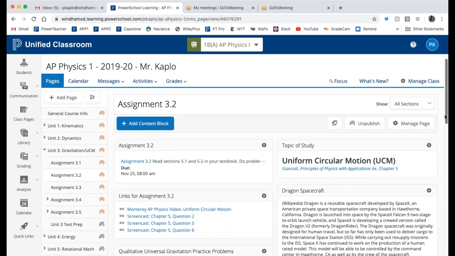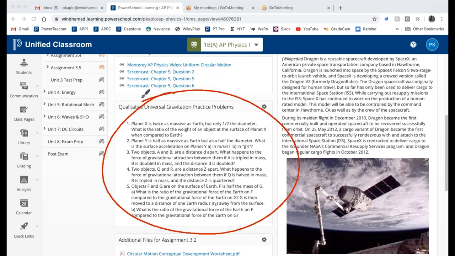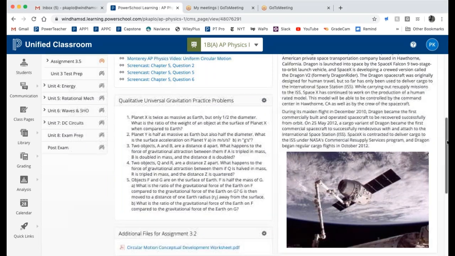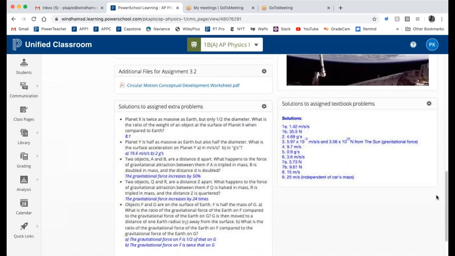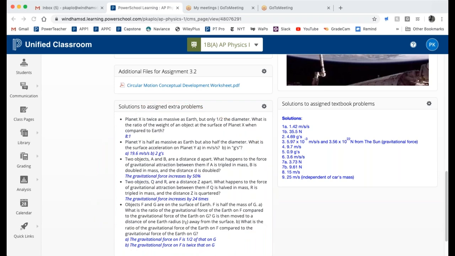When you're on 3.2, there are some additional problems right here. I've had some people come in and check in with me on these kinds of problems. I think this would be a great place to get some extra practice if you're really struggling with these qualitative problems. The good thing is the solutions for them are all worked out further down the page. Right here on assignment 3.2, you can see that all those are worked out. So you could mess around and get some extra practice in. Okay, let's get back to the queue.